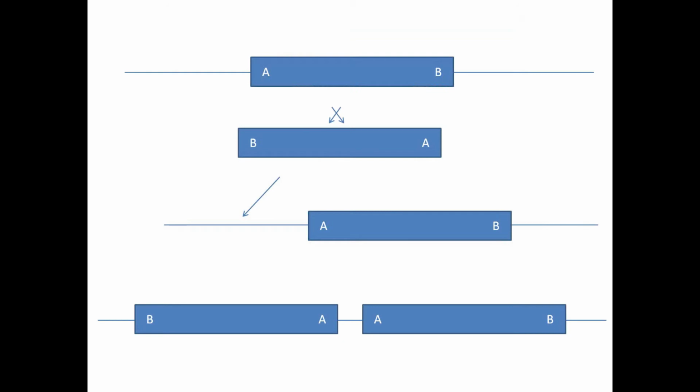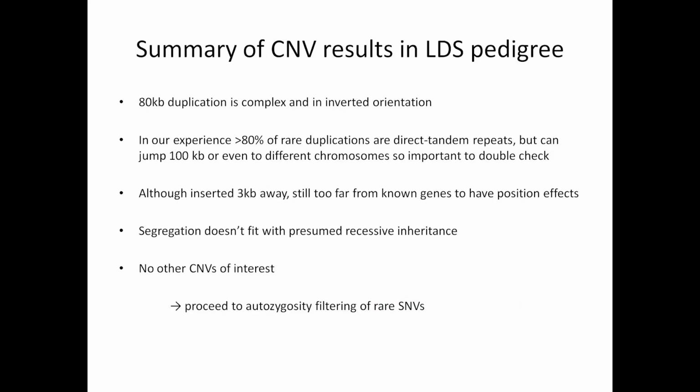So what we think happened here is that you get the extra copy, which has then been inverted and inserted a few kb downstream, but a little bit of the middle has also been lost. So that's what these three junction fragments, if you like, are, which lead to the aberrant read pair mapping. That's where they come from.